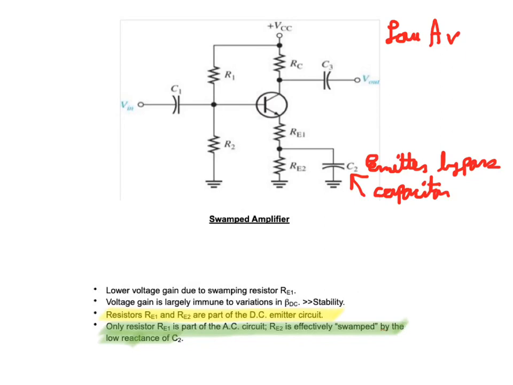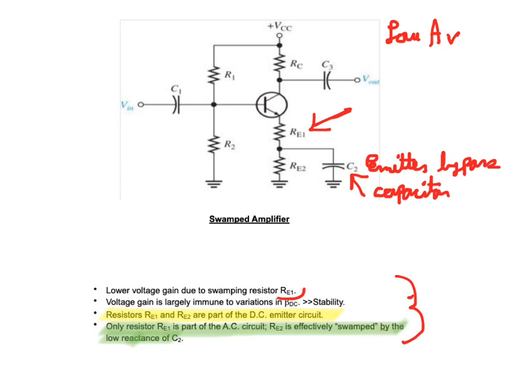So if you were to just ignore resistor RE1 for the moment, you'll see the standard emitter resistor with the bypass capacitor C2. That's the standard common emitter amplifier. If we're going to swamp it, then we add in an extra resistor here, and notice that resistor is unbypassed. Okay, so here's the important point: because of the swamping resistor RE1, we have to live with a much lower gain.